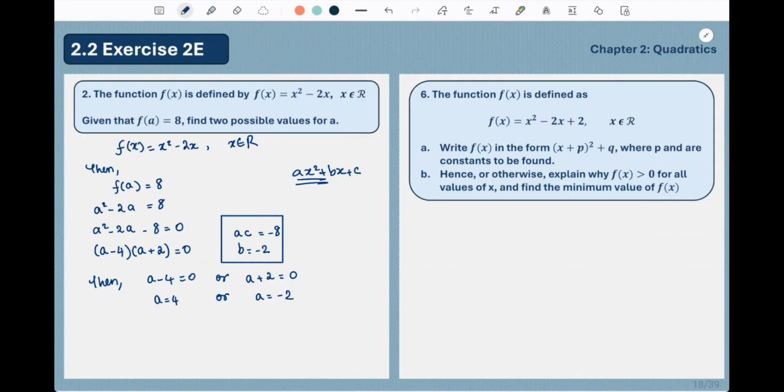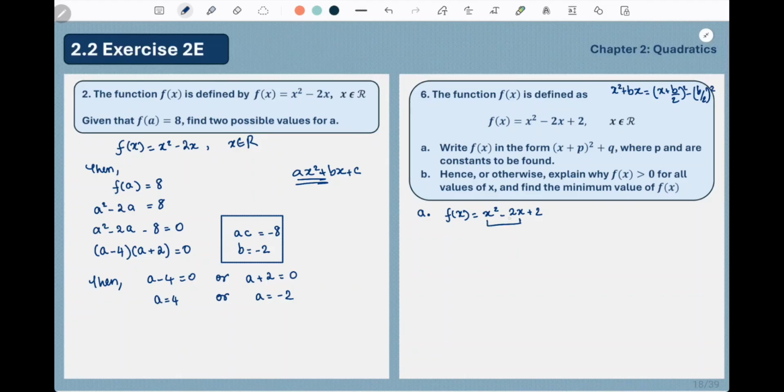So moving on to question 6, the function f(x) is defined as follows: f(x) equals x squared minus 2x plus 2. So first of all, we've got to write it in the form (x plus p) squared plus q, which is basically to complete the square. So I've got my f(x) is x squared minus 2x plus 2. A reminder, for those of you who forgot, x squared plus bx is written as (x plus b over 2) squared minus (b over 2) squared. This is how we complete the square.